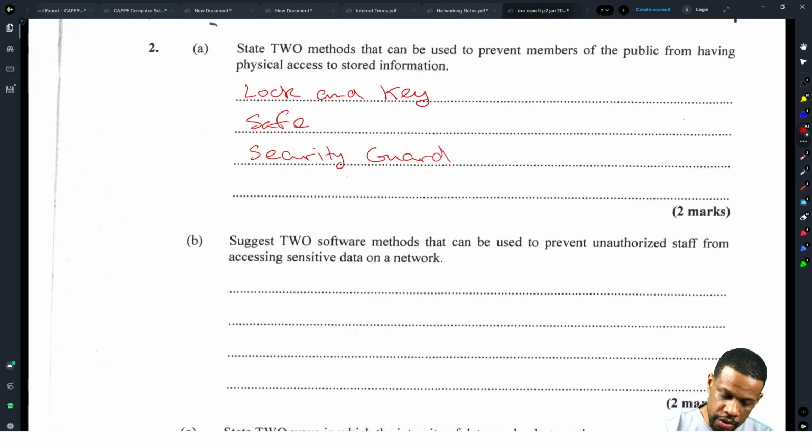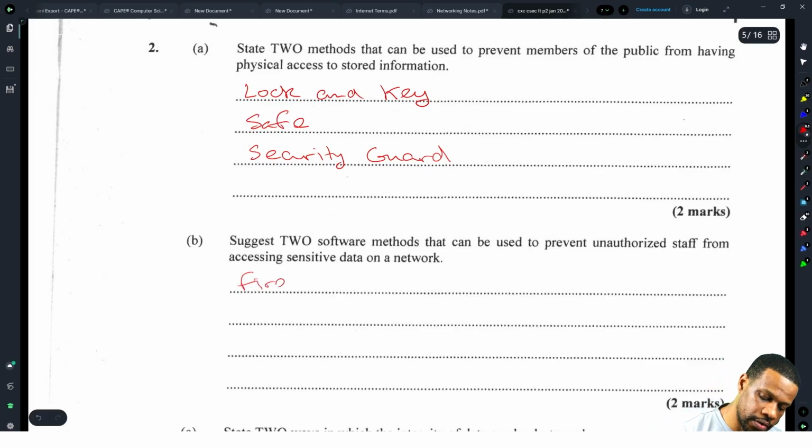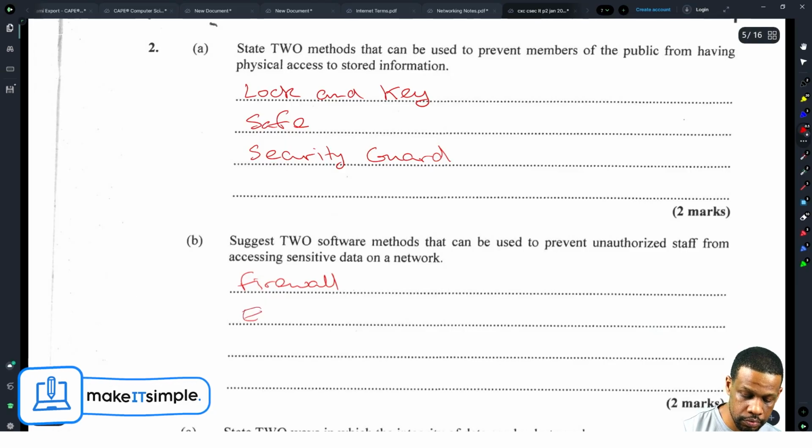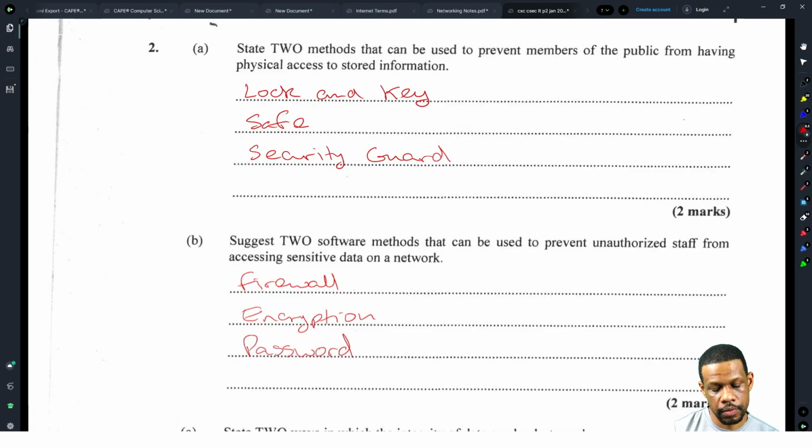Next one, suggest 2 software methods that could be used to prevent unauthorized staff from accessing sensitive data on a network. You could have a firewall, you could have encryption, or you could have a password. Firewall, encryption, password. Yeah, I think that's it.